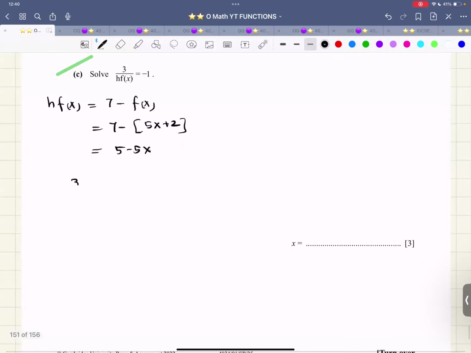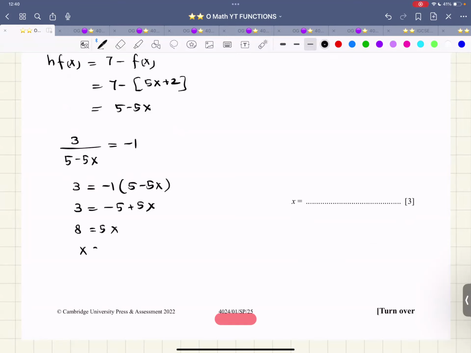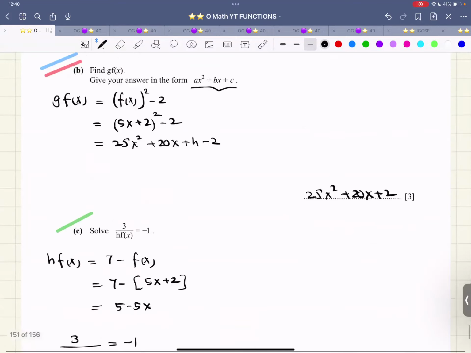And then, h of f(x) equals negative 1. 5 minus 5x equals negative 1. Go very slow. That is minus 5 plus 5x is 3. Take 5 on the other side. 8 equals 5x. x is 8 over 5 or 1 whole 3 over 5. So 1 whole 3 over 5. I've written the answer like this.